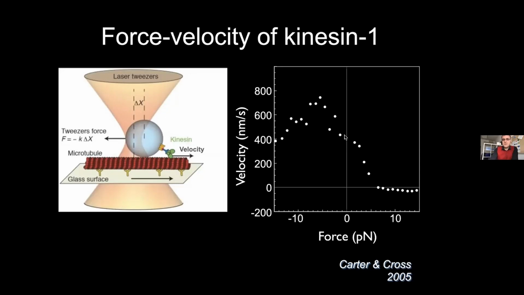Here on this graph, the point is here. However, if you now apply some opposing force, because of this opposing force, the motor will have slower and slower velocity. This behavior, or this characteristic of the motor, is the so-called force velocity, and these force velocities are studied for many motor proteins, also including kinesin 1 shown here.